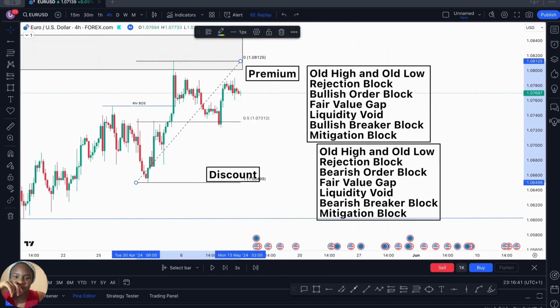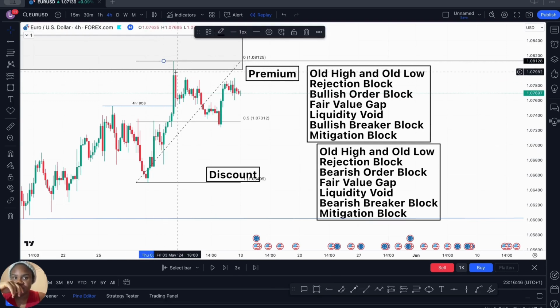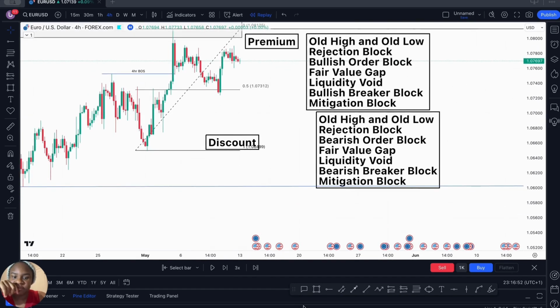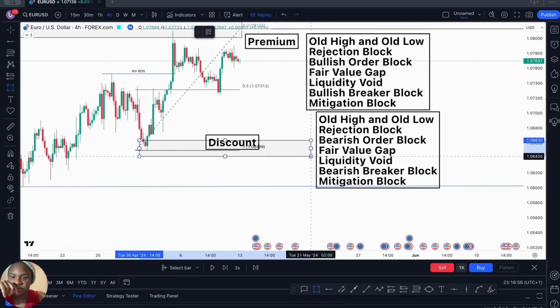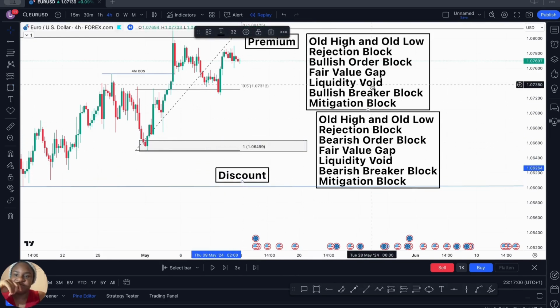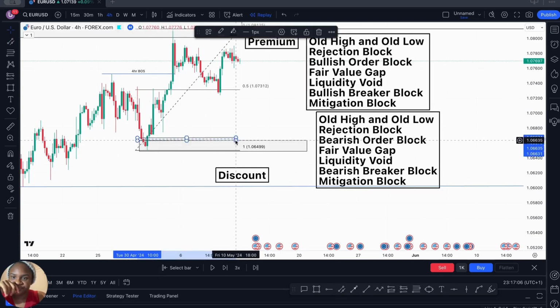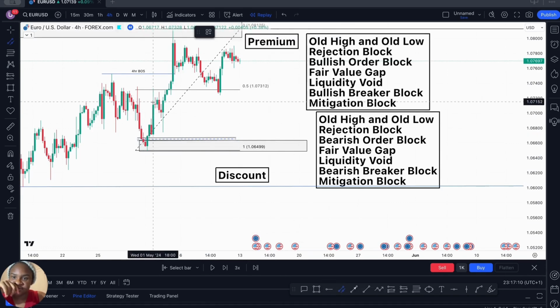This upper one here. I always put a line just to give me a reminder that I'm going to be careful around it. Is there a rejection block? No. Is there a bullish order block? Yes, we have one here. The last candle before the impulse move. Is there a fair value gap? Yes, there's a fair value gap inside here, a small one. And also there's a fair value gap in the discount.